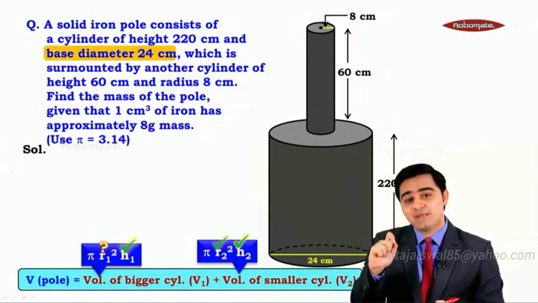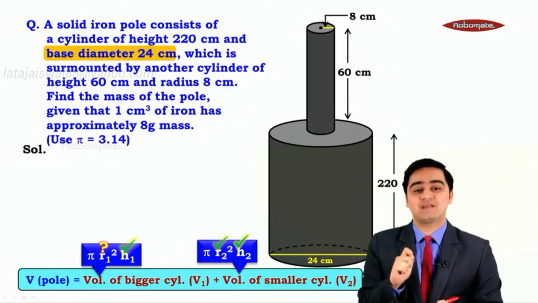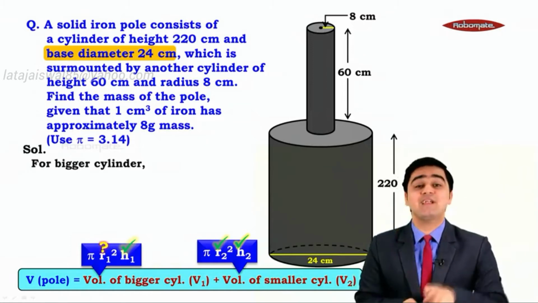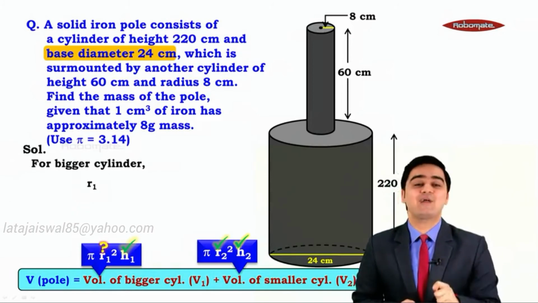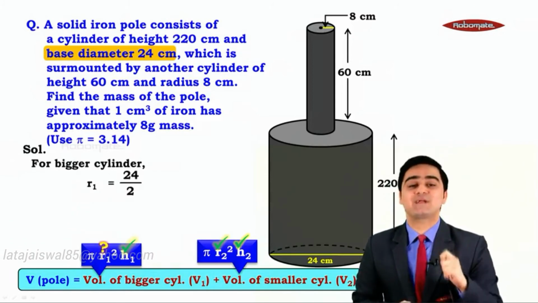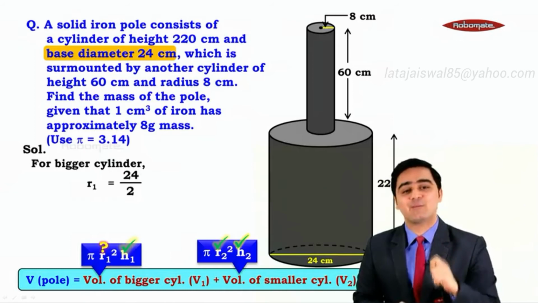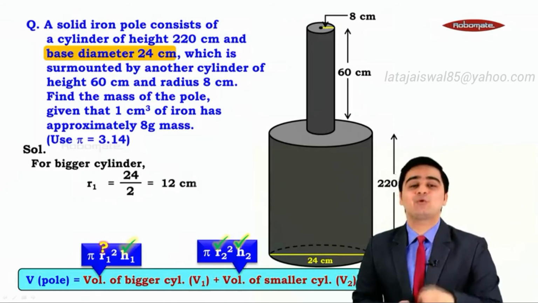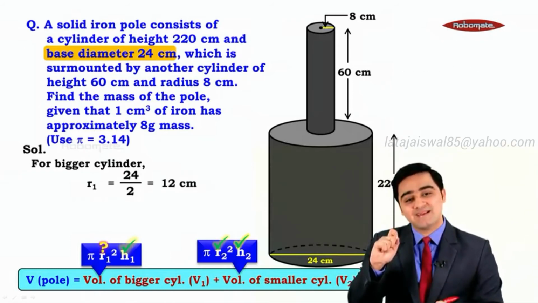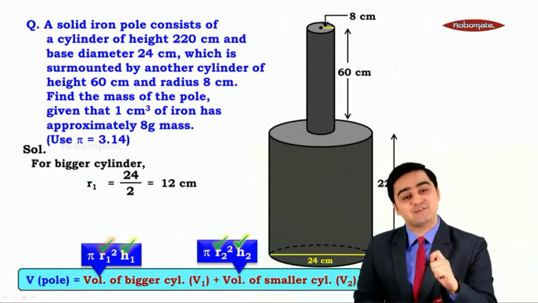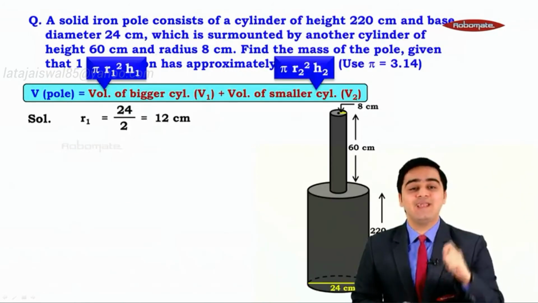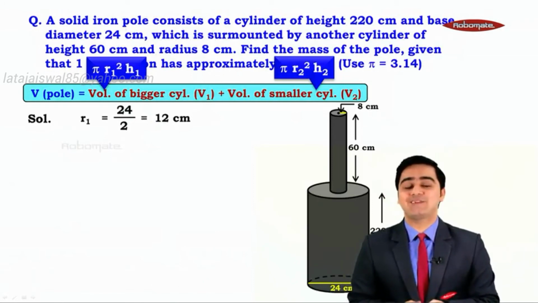Look, we have been given the diameter of the bigger cylinder. If we have the diameter of the bigger cylinder, we can find its radius. Radius r1 is equal to diameter upon 2, so it is equal to 24 upon 2, which is 12 centimeters. So now we have r1. If we have r1, h1, r2, h2, let us now focus on the calculations.